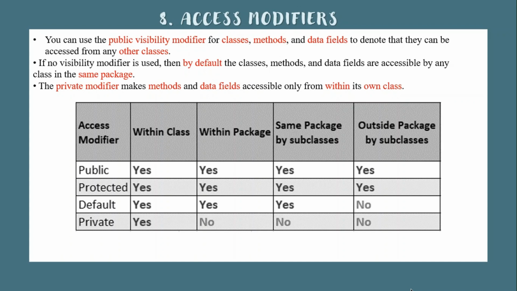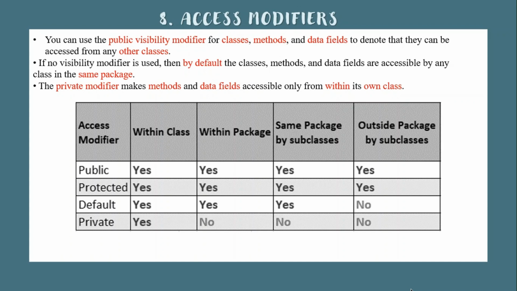So we have here this table that will help us in order to understand these modifiers. So first we have the public. It will make me able to access from any of these conditions, like for example within class, within package, same package by subclasses, outside package by subclasses. And protected is kind of the same, but we have some differences that will be discussed in the next slide.